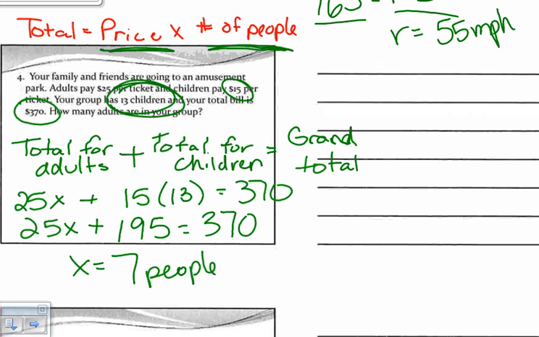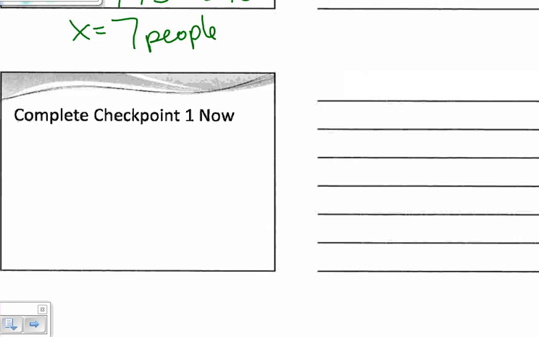So now at this point, I need you to go and complete checkpoint 1 for 1.6 and 1.7. So you're going to go for 1.6, 1.7, checkpoint 1.